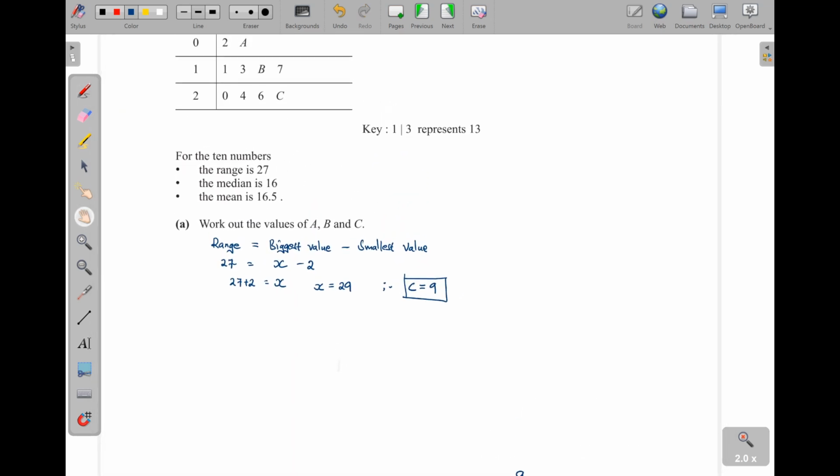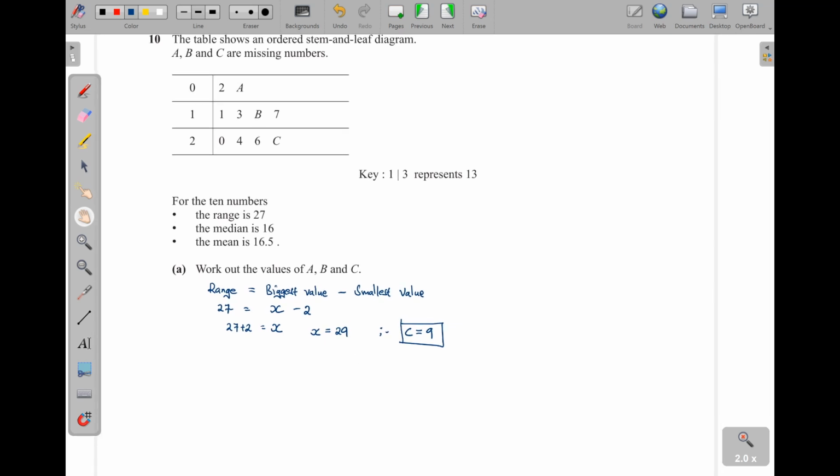Then we continue. Median is 16. These are how many numbers? 1, 2, 3, 4, 5, 6, 7, 8, 9, 10. That means median is going to be between the 5th and the 6th value, because I'm going to cancel 1, 2. This with this, then this with this one here, then this with this one here, this with this one here, okay? And then we are remaining with these two numbers. So there is a 17, and then we don't know the value of B here.